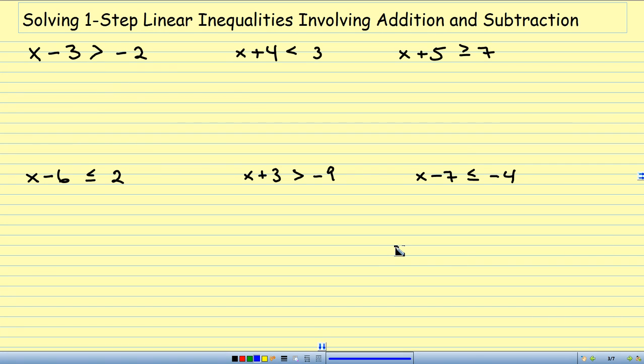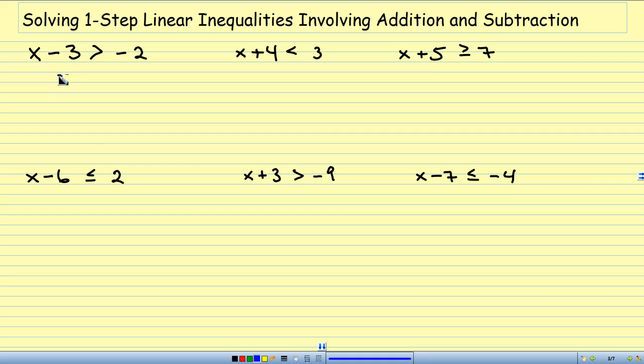So for solving one-step linear inequalities using addition and subtraction, nothing's going to change. It's exactly the same as if you're solving equalities. So you can treat it like an equal sign, but really it's an inequality. So for instance, I have x minus 3 is greater than negative 2.